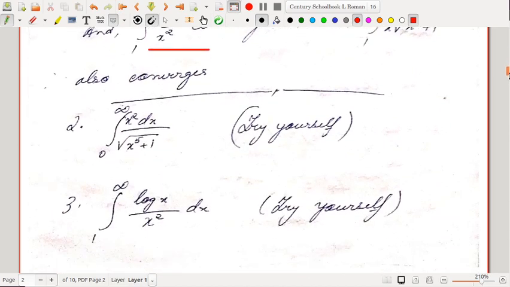So you try this yourself. It's similar to the previous one. This also you can try. It's similar.